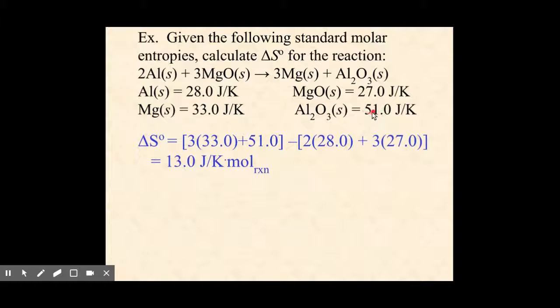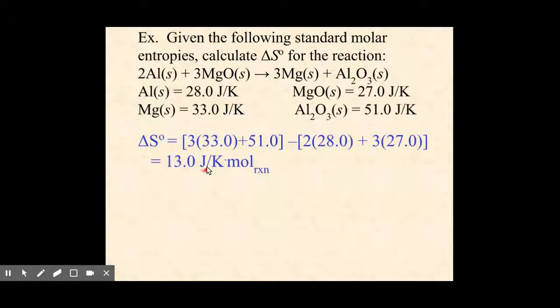Where's the 51? Yeah. So here is the magnesium and the aluminum oxide. Here are my products, and then I subtract my reactants. And remember your coefficients right here. Your coefficients need to multiply by the actual standard entropies. Take the sum of them, find your answer, and this is the entropy of the reaction.